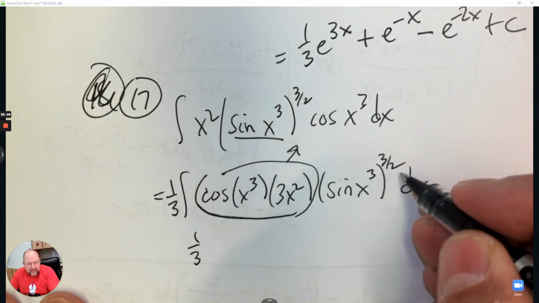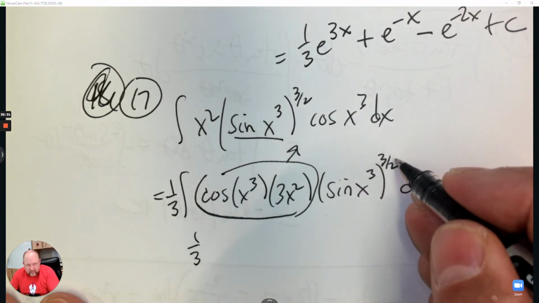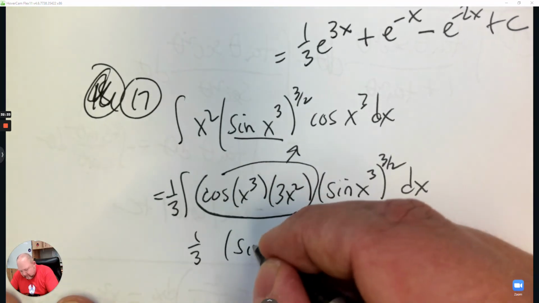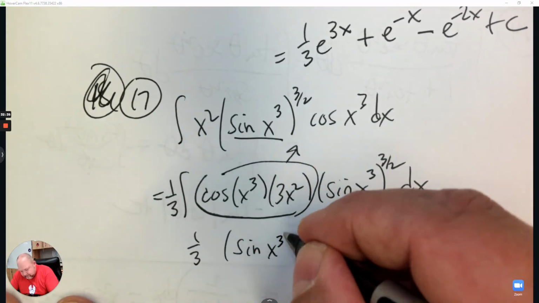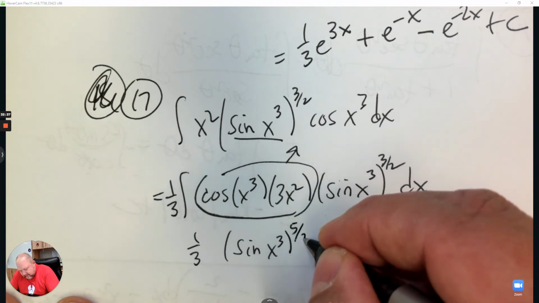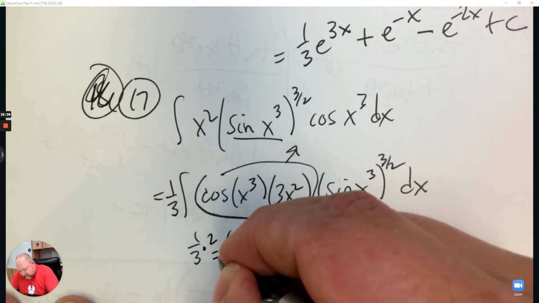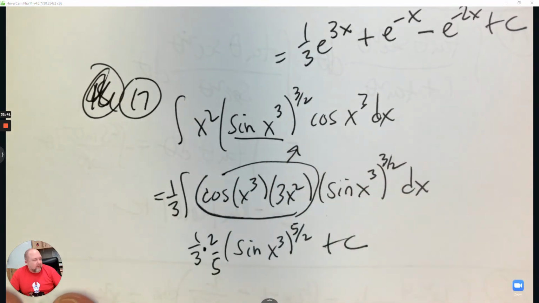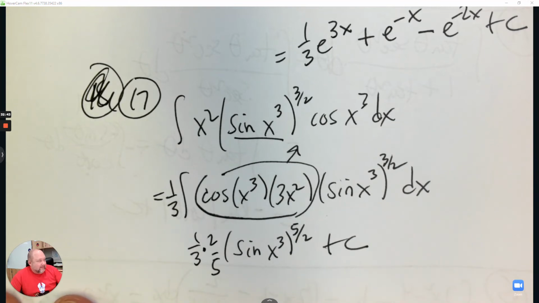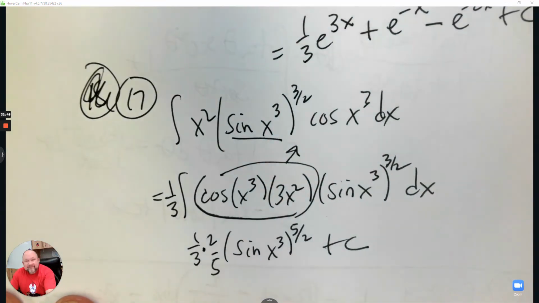And then this is the power rule. This is the base. So it's just the power rule. So we add 1 to the exponent. And instead of dividing, it's good practice to use the reciprocal. And you have your answer. I did it. Number 18. I did 18.